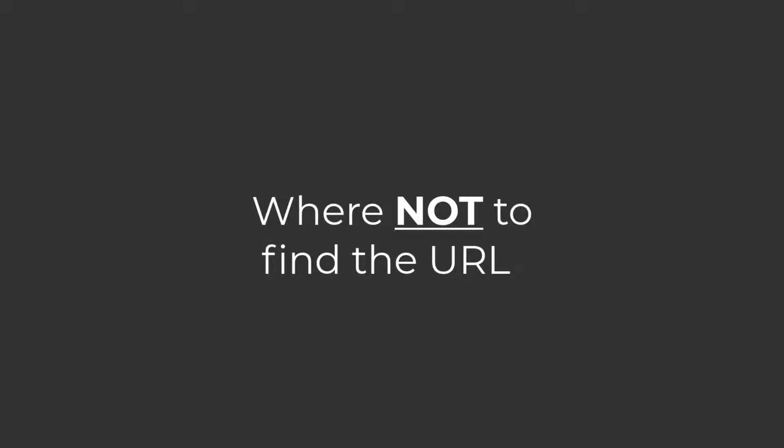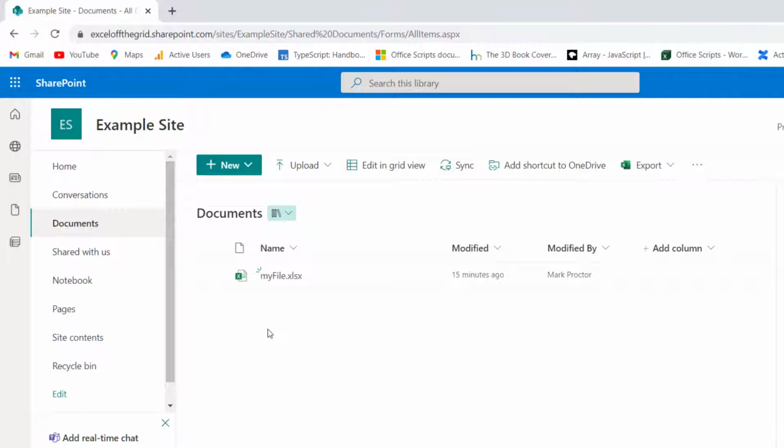OneDrive and SharePoint are both web connections. So the first thing we need to do is to find the URL, which is the address of the file. The thing is, it's harder to find this URL than you might think. So here we are in SharePoint.